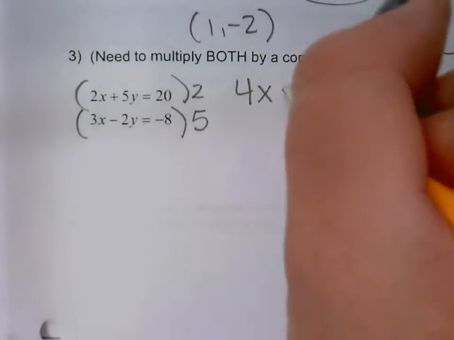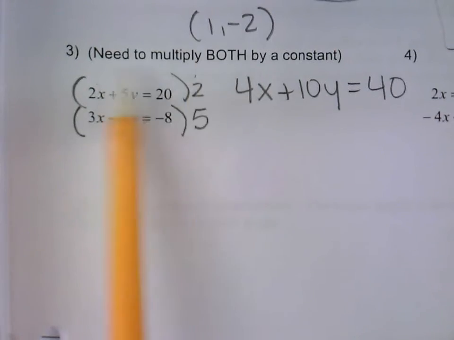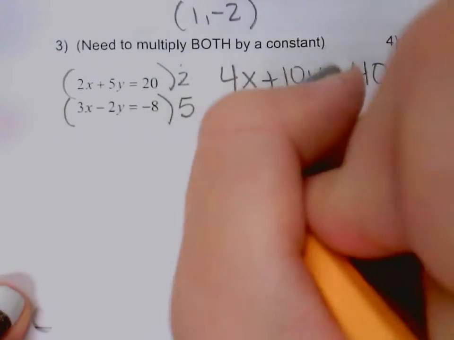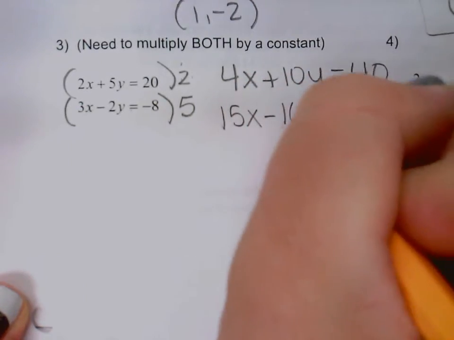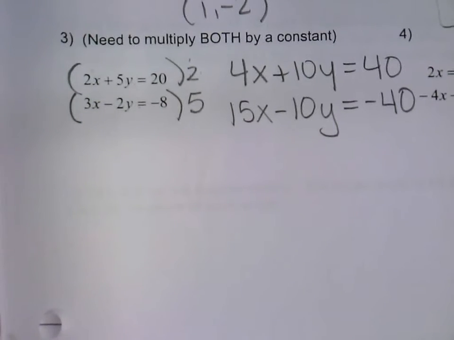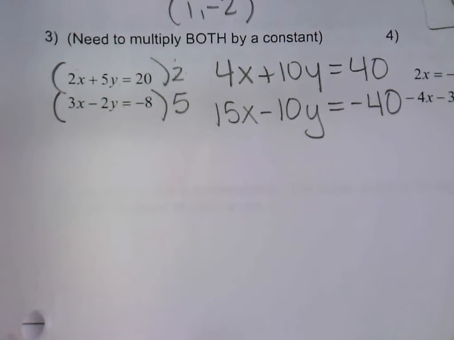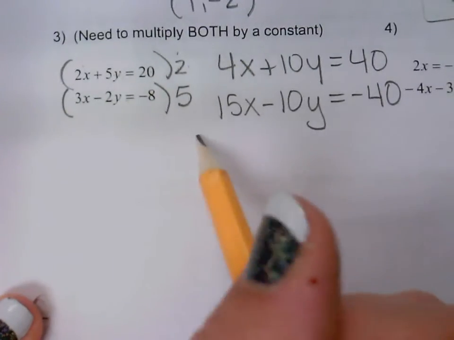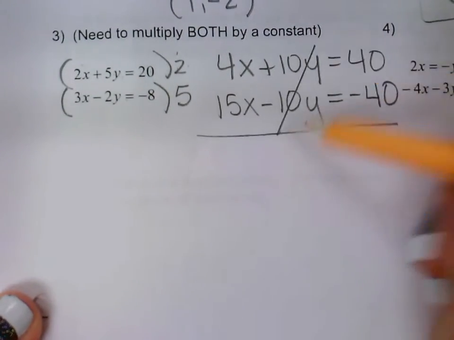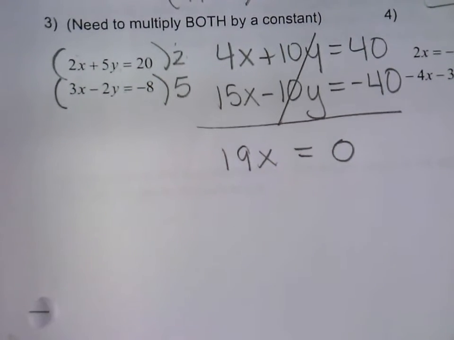4x plus 10y equals 40. Make sure you distribute to all three terms. And then 15x minus 10y equals negative 40. We did get rid of two things. We got rid of our y's, and that we have 19x equals 0, which is okay.